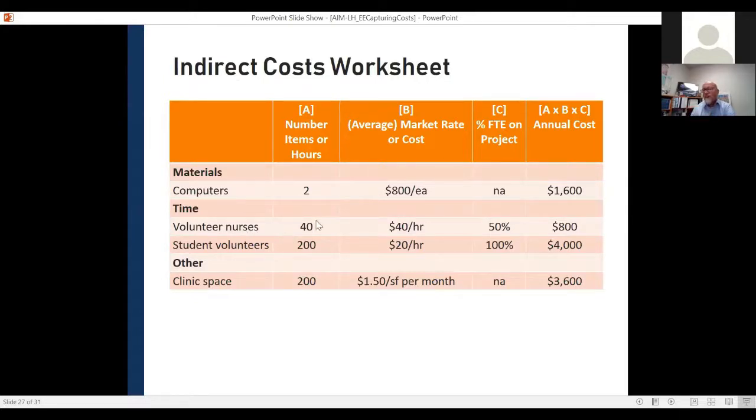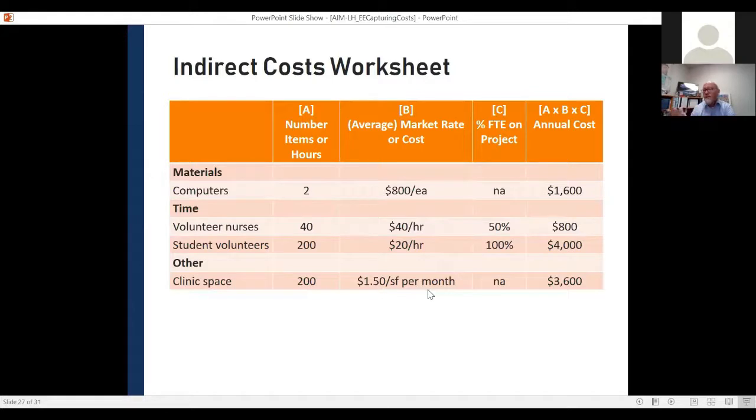So in here, I made up some numbers that volunteer nurses had a higher market rate value than student volunteers, and then we could allocate, of the hours that were listed here in column A, how many were actually for our project, to come up with a project-related cost, because they might volunteer for other things in our local public health department as well. So to only capture the costs that we needed.